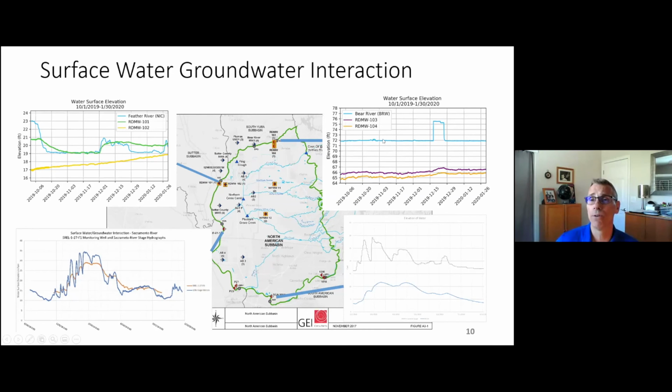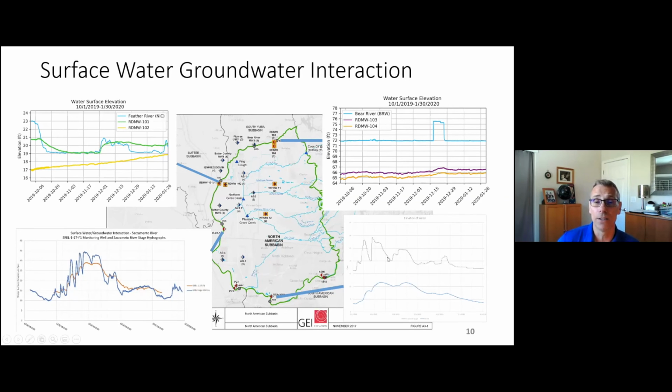Up along the Bear River, and we've known this for some time, that the Bear is consistently a losing river. Groundwater levels are below what we would see out in the flows, but you can see a relationship. You can see that response. When Bear River flows increase, we see the increase in the groundwater basin.